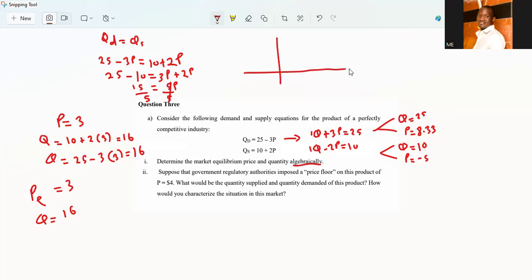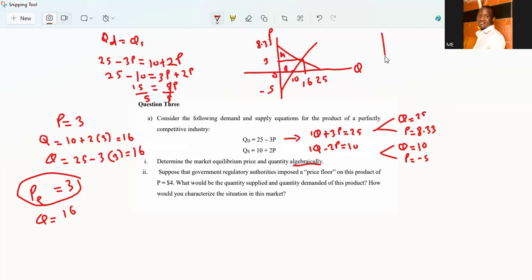So we have price and quantity. For the demand, it's no problem. It will cut here at 8.33, then at quantity, it will go to 25. Then our supply will cut the price at negative 5 here, and our quantity, it will cut it at what? 10. So it looks a little bit weird, but I need to follow those rules. So what was our equilibrium price? Equilibrium price was 3. So I put your 3 here. What was our equilibrium quantity? 16 there. So this is area A, this is area B.